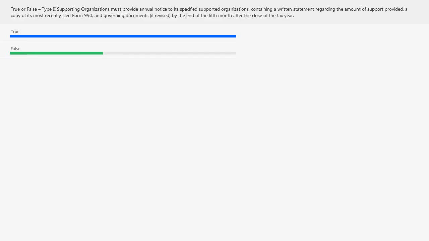All right, this was a bit of a trick question here. It's actually false because it is actually only Type 3 supporting organizations, not Type 2. So Type 1 and Type 2 supporting organizations do not have to provide that. Granted, it might be good governance to provide that, but Type 3 supporting organizations are the only ones who are required to provide.